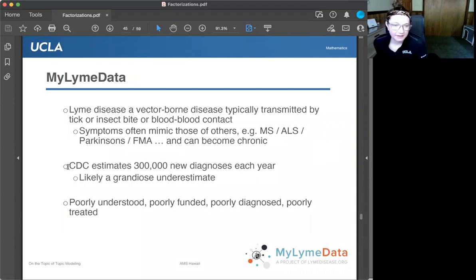The CDC estimates 300,000 new diagnoses each year, and there's plenty of evidence to suggest this is actually a very large underestimate. But this is believed to be higher than most cancers and HIV and many diseases that are very well studied. Unfortunately, Lyme disease is poorly understood, poorly funded, poorly diagnosed, and poorly treated, which seems prime for data-driven research. And so the CEO of Lyme-disease.org and I have been working very closely with this data.